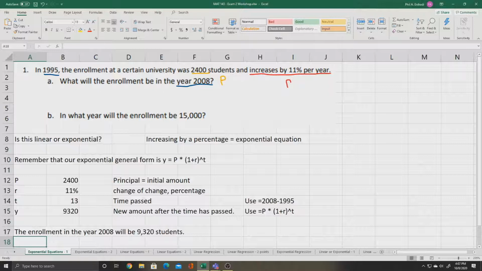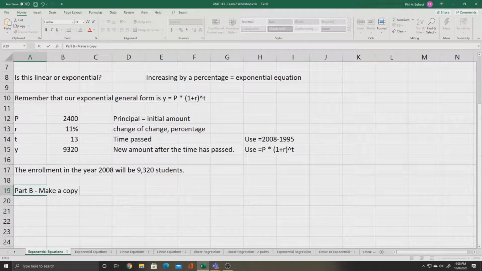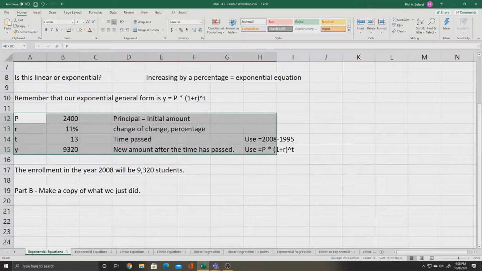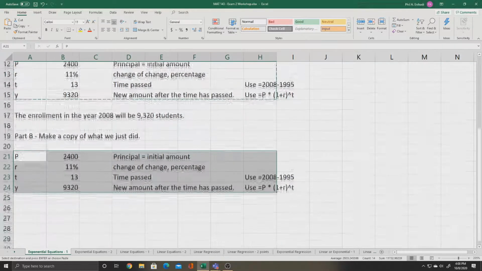Let's talk about part B. In what year will the enrollment be 15,000? So for part B, we are going to make a copy of what we just did. So I'm going to select everything from row 12 to row 15 and click on copy. Move down to row 21 and click paste to make a new copy.